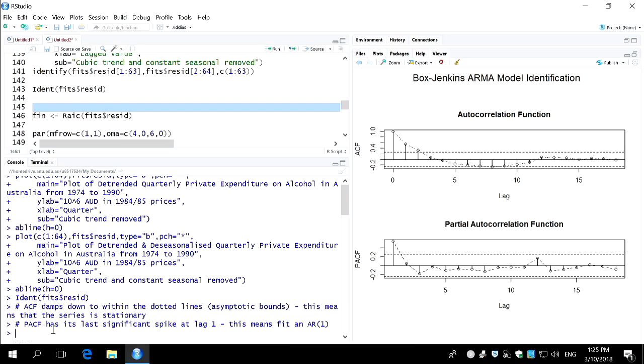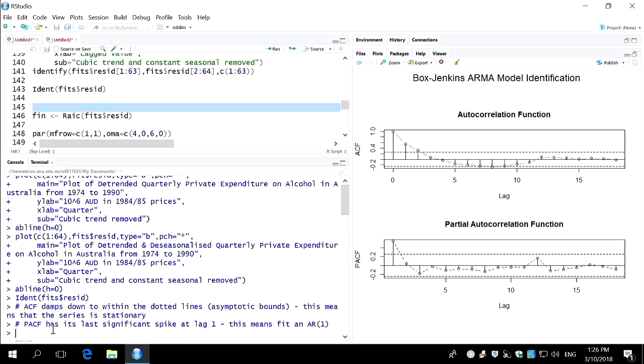Now we have to talk about a couple of things. The first thing is what happens if the ACF does not die down, if your series is not stationary. Okay? If your series is not stationary, then you need to try something else. Okay? There are two options. One is to do nothing and hope it goes away after you fit it. That sometimes works. Okay? Second option, try a technique like differencing.